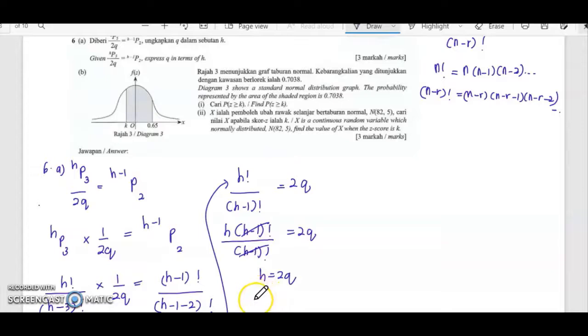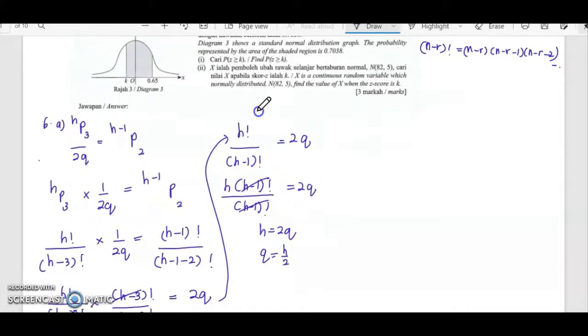So, soalan nak express Q in terms of h. So, Q equal to h over 2. Okay, that one is question A. We go to question B. Question B. Diagram 3 shows a standard normal distribution graph. The probability represented by the area of the shaded region is 0.7038. Find P(Z greater than or equal to k).